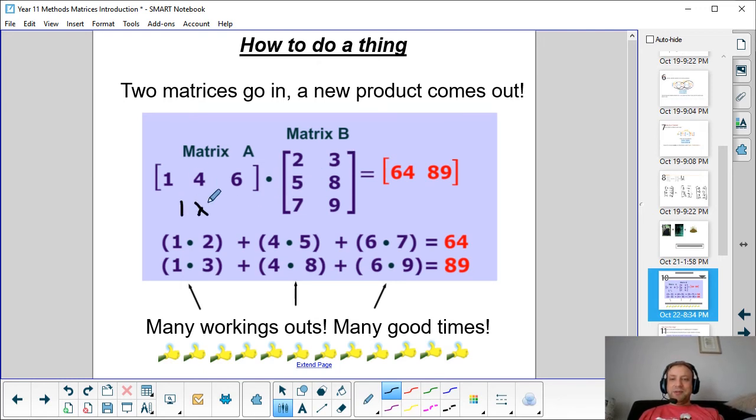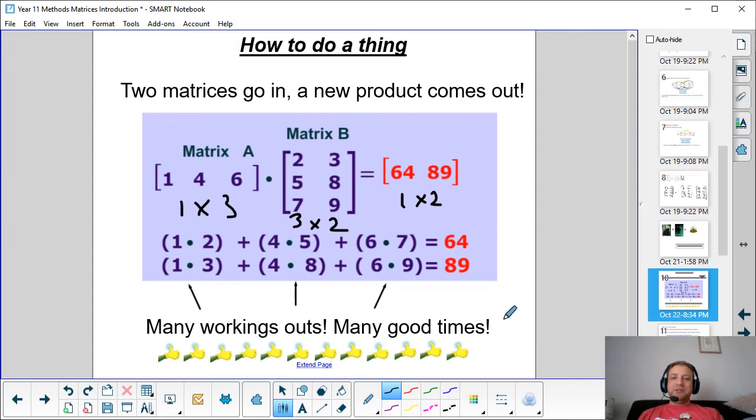Matrix A is a 1 by 3. Matrix B is a 3 by 2. And the answer that comes out the other end ends up being a 1 by 2. So you can see there is a rule to it, there's a pattern to it, there's a fair bit of working out going on with these combinations of numbers. They work in a particular way.